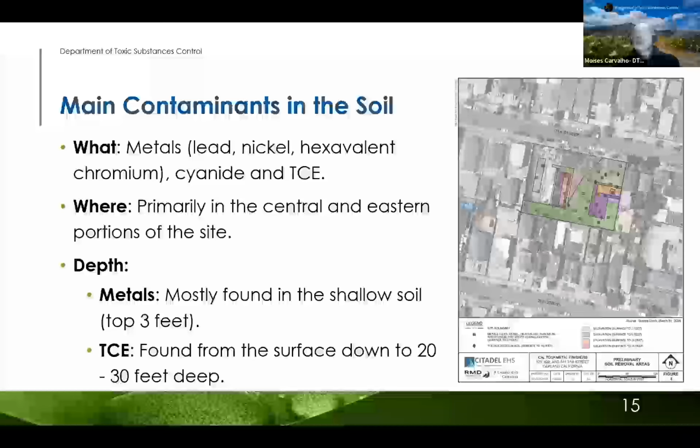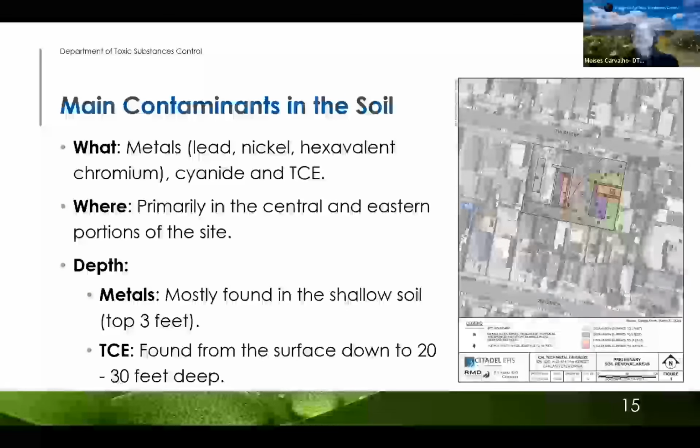The remedial investigation showed high concentrations of TCE in soil and soil gas from near the surface down to depths of 20 to 30 feet. This is why our proposed cleanup solution must address both shallow and deep contamination. Next.